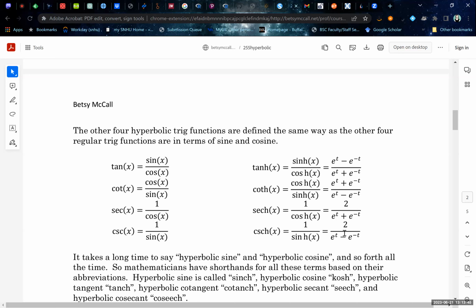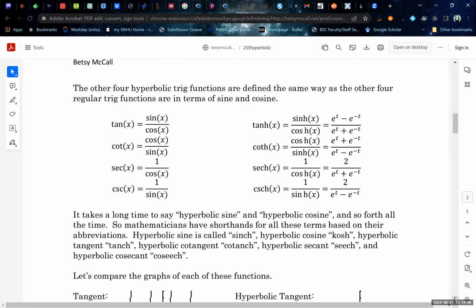Now, because of the number of syllables in hyperbolic cosecant, for instance, or hyperbolic cotangent, these are all very long expressions, and math people are fundamentally lazy. We like our shorthands. So we have shortened the names for these. So instead of hyperbolic sine, we usually say sinh.